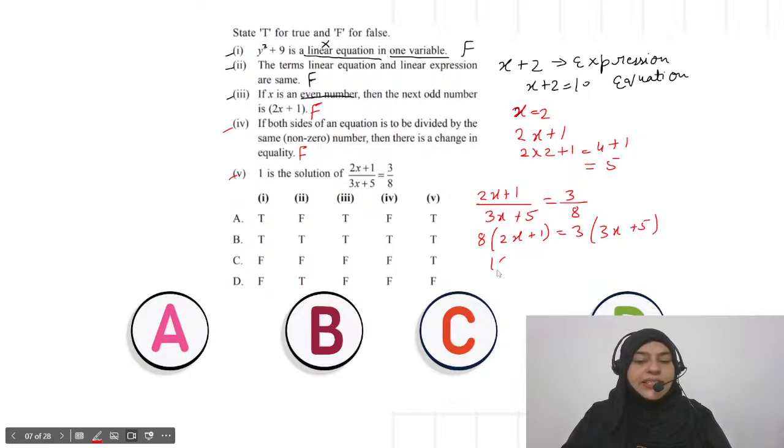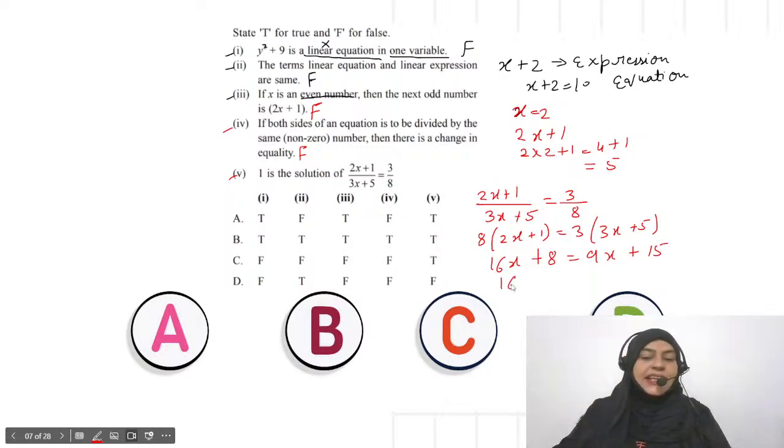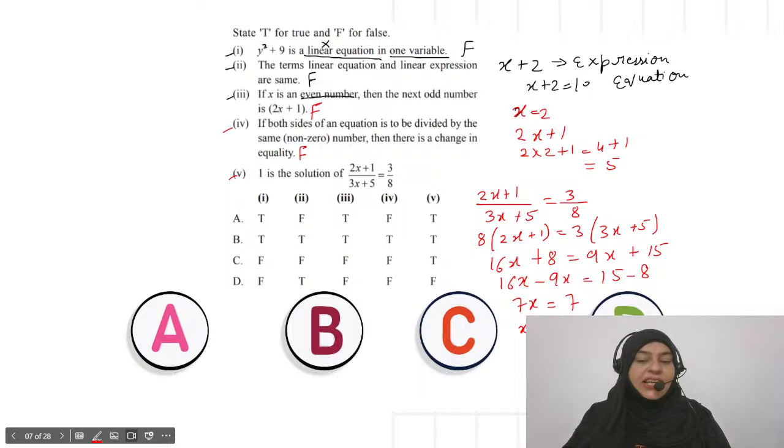Now, 8 times 2 is 16x plus 8, equals 9x plus 15. So now let's take together the like terms. 16x minus 9x is equal to 15 minus 8. 16 minus 9, what will it be? 7x. And 15 minus 8 is also 7. So x will be equal to 7 divided by 7, or x is equal to 1. Wow, we got the answer. They are saying 1 is the solution. Yes, 1 is the solution of this equation.